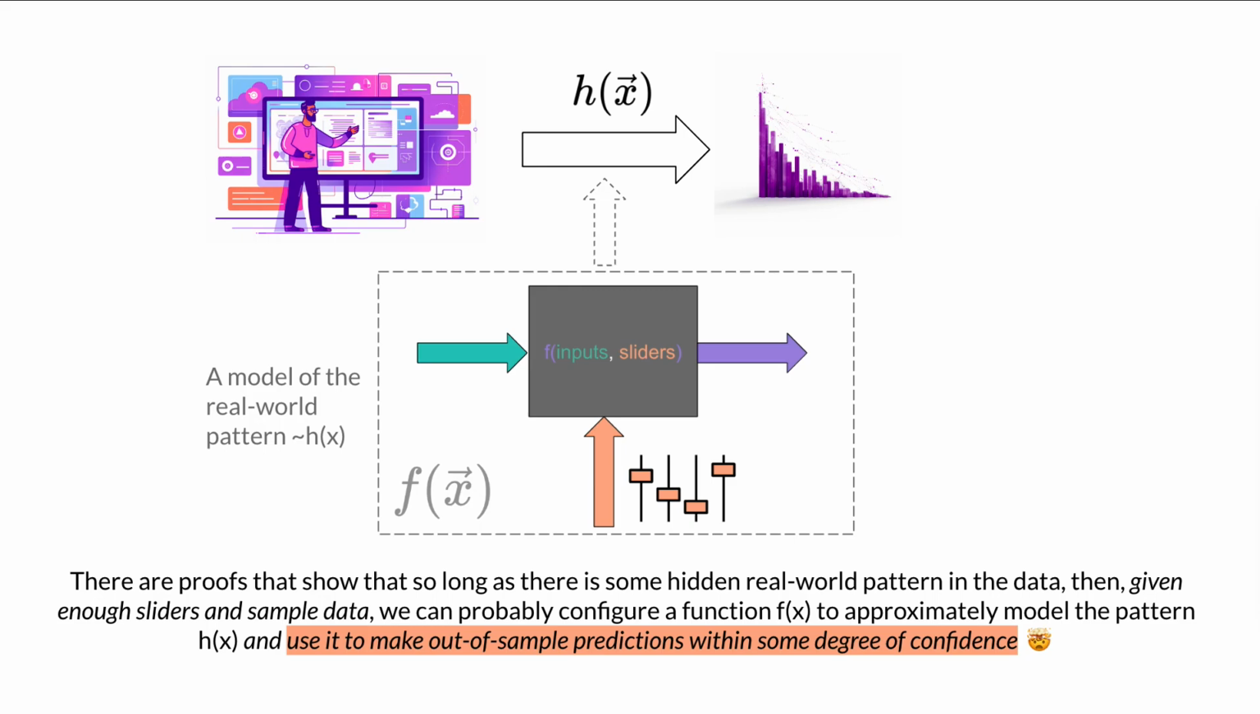So there are proofs that say this is possible. You can look them up, things like PAC learning, PAC, probably approximately correct, and it's a whole bunch of math theory as to how a configuration of a system based upon a sample of data can indeed tell us something about the out of sample data.